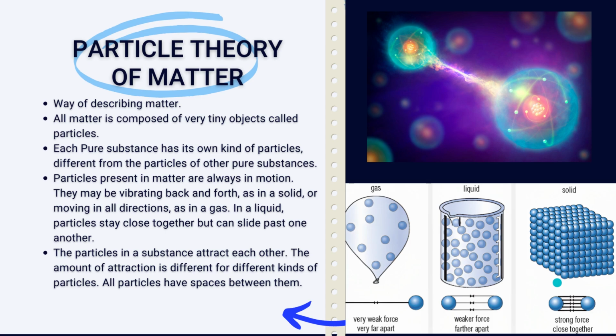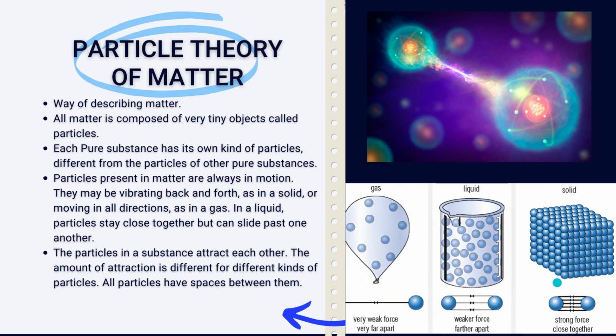The particle theory of matter is a way of describing matter that asserts that all matter is composed of extremely tiny particles. Each pure substance has its own type of particles that differ from those of other pure substances. Furthermore, these particles are constantly in motion, with different types of motion depending on the state of matter. For example, particles in a solid may vibrate back and forth. Remember, these particles are tightly packed and thus have a fixed shape, while particles in gas move in all directions. In comparison, these particles have lots of space and are able to move freely. Lastly, particles in a liquid stay close together but can still slide past one another.